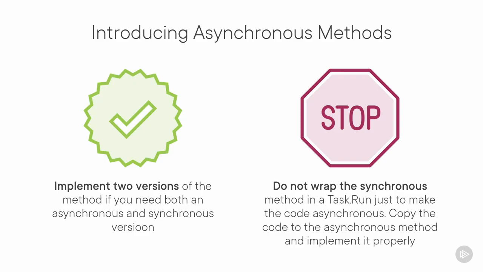A very common pattern is to provide two alternative methods. One method that is synchronous, and the other one is asynchronous. Make sure that you don't simply wrap the synchronous method call in your asynchronous method, as this would be bad practice and could cause problems like we talked about earlier. A better approach is to copy the code from the synchronous method over to your asynchronous version and make sure that all the code inside your new asynchronous method is in fact not blocking your application.